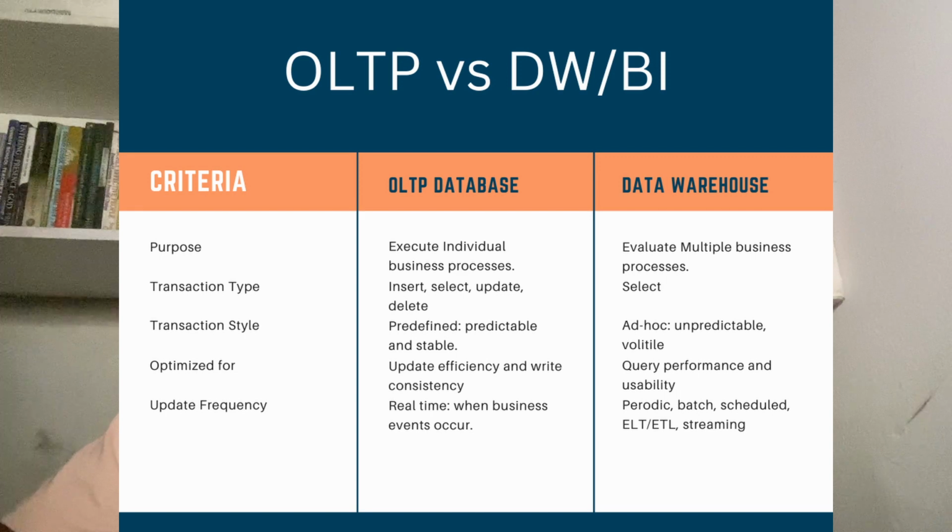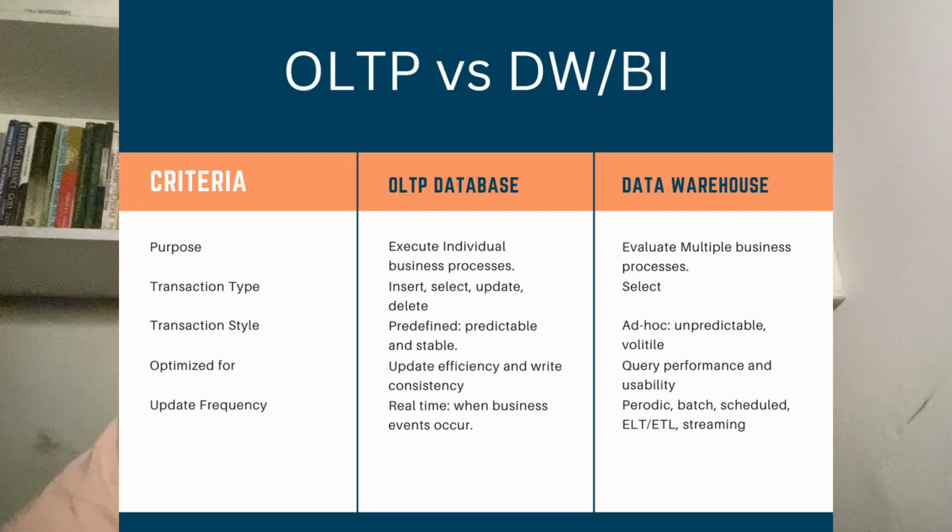For transaction type, OLTP databases are predefined, predictable, and stable. In other words, you know what to expect. Whereas for data warehouses, the transactions are ad hoc style, right? They are unpredictable and volatile. It is based on the needs of the business. When you want to do some aggregation to figure out some stuff about the business, that's when you do stuff around your data warehouse. So they are ad hoc based, right?